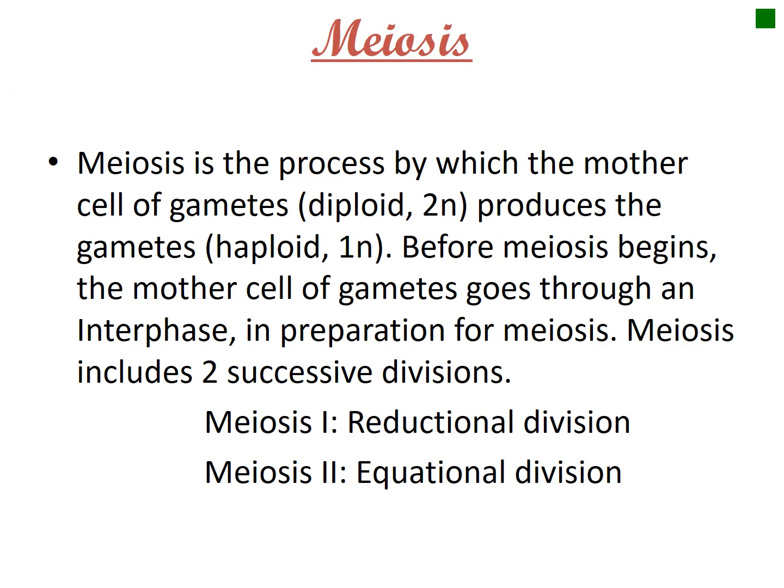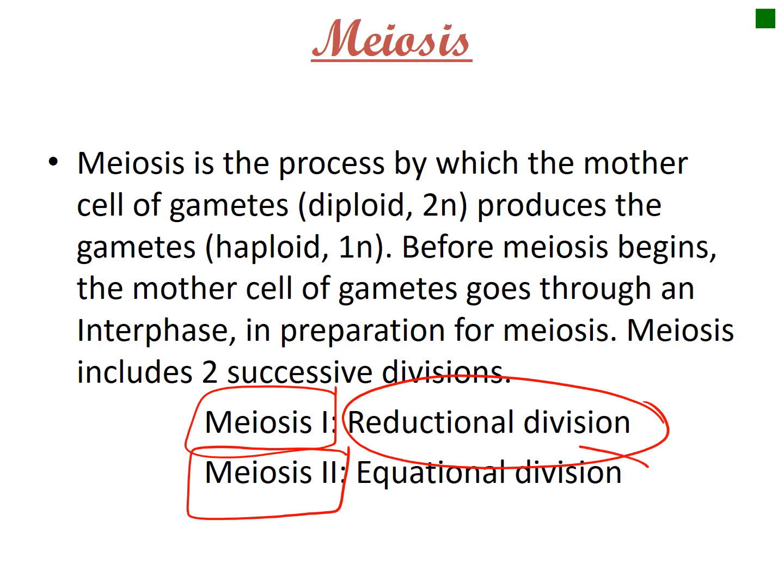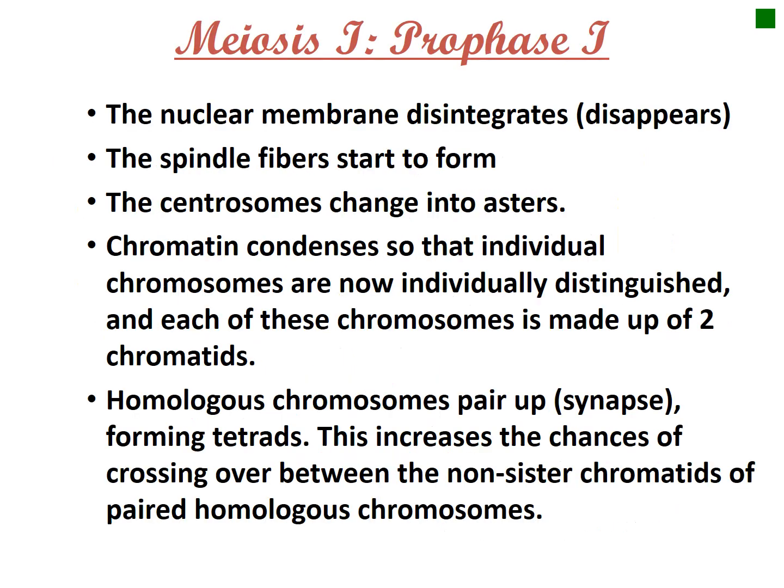Moving now to meiosis. Meiosis is the process by which the mother cell of gametes, 2N, produces the haploid gametes, 1N. Before meiosis begins, the mother cell goes through an interphase in preparation for meiosis, which includes two successive divisions. We have meiosis 1 and meiosis 2. Meiosis 1 is called reductional division and meiosis 2 is called equational. Meiosis 1, prophase 1. The nuclear membrane disintegrates. The spindle fibers start to form. The centrosomes change into asters. Chromatin condenses so that the individual chromosomes are made of two chromatids each.